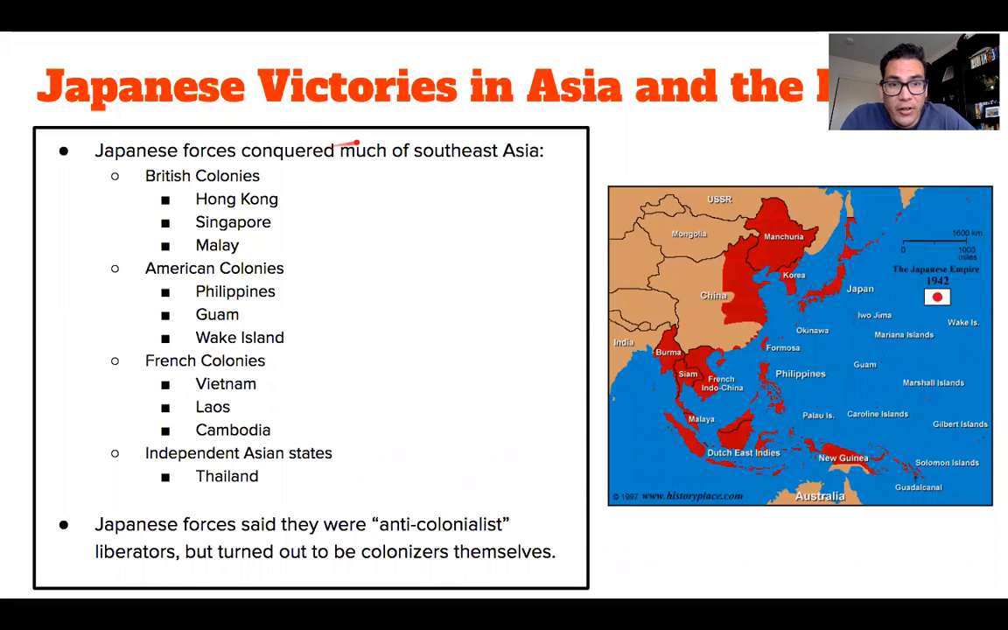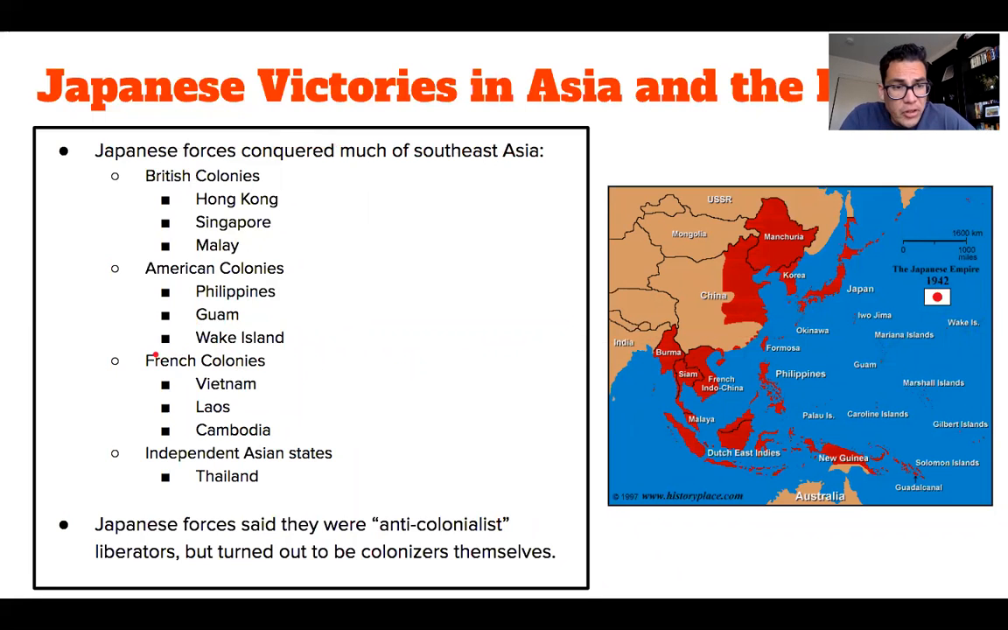Japanese forces conquer much of Southeast Asia. They conquered British colonies in Southeast Asia, including Hong Kong, Singapore, and Malaya. There were American colonies in Asia and the Pacific, like the Philippines, Guam, which is this tiny island over here, a really important island because it's a good air base for getting access into Asia, and Wake Island, kind of in between, over here between Hawaii, which is off the map, and Guam.